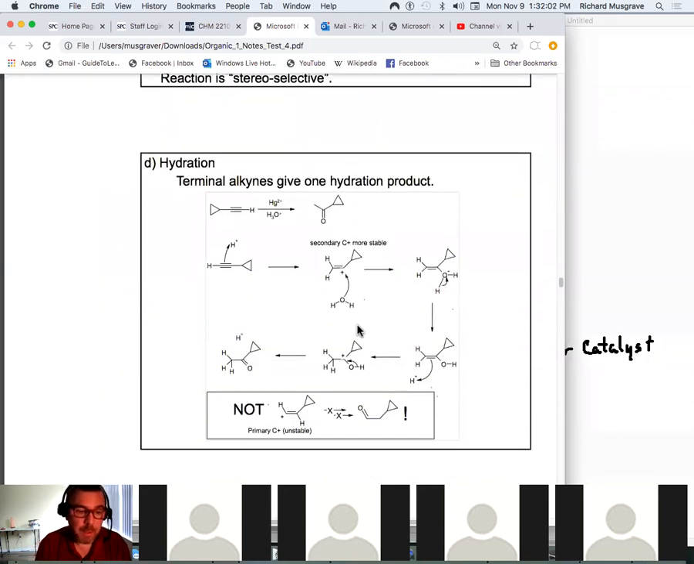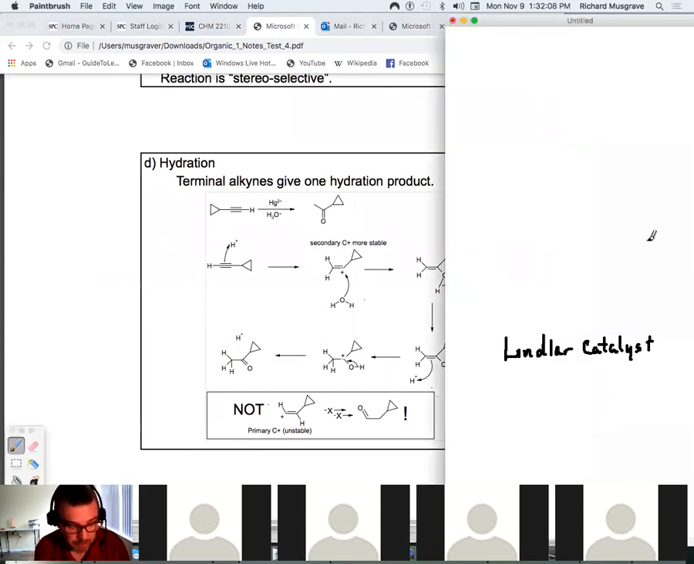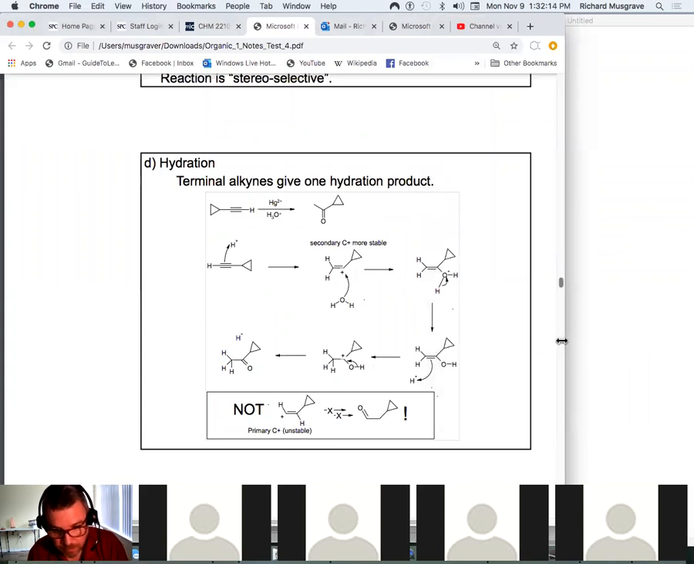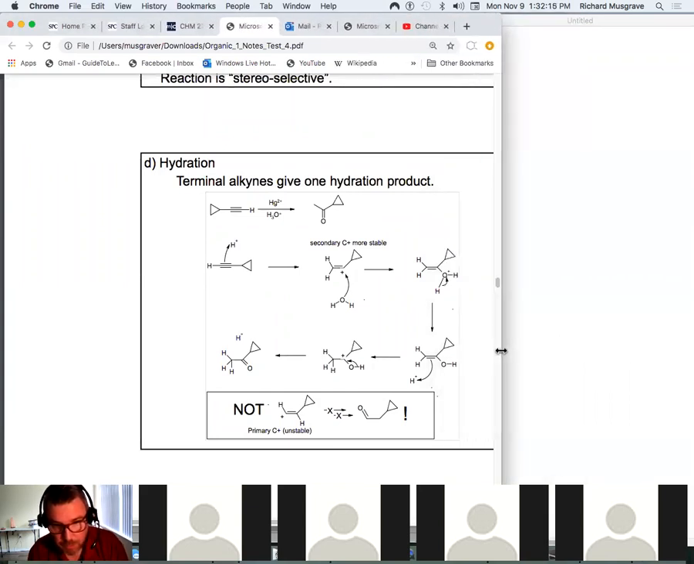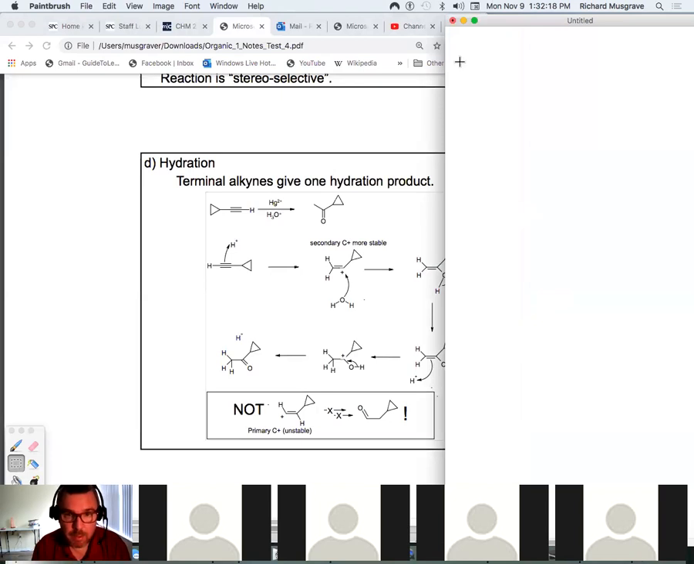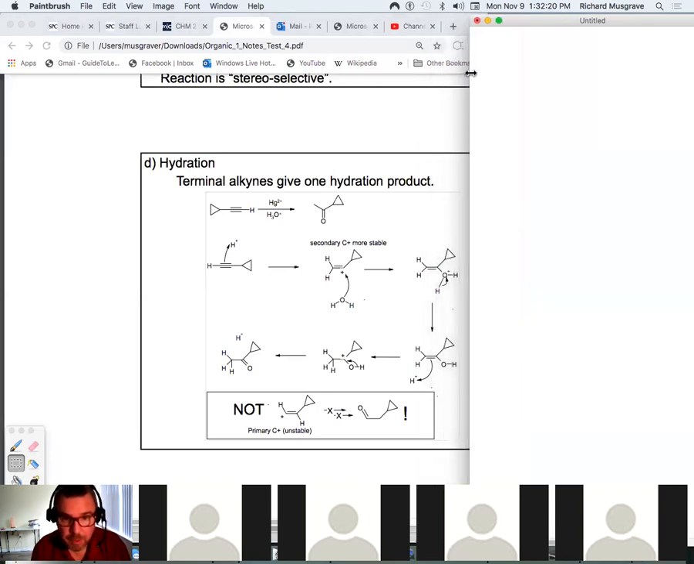Well, hydration, this is actually the only mechanism you'll have to know for the test, the only one that you'll actually have to do a mechanism for. And you know, it's not even really that bad a mechanism. So I'm going to go through this one because you'll actually be asked questions about it.